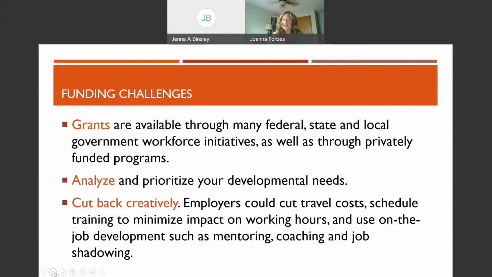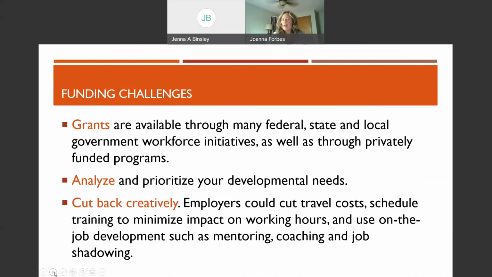So for funding challenges, again, many grants are available for different developmental opportunities and workforce initiatives. Organizations such as the Small Business Development Center, a little plug, definitely offer opportunities for learning and development. And then really making sure that you prioritize what's important. Don't just roll out a training program or start matching up mentors and mentees or start cross-training just because you feel like you have to. Make sure that it really is working for your organization.